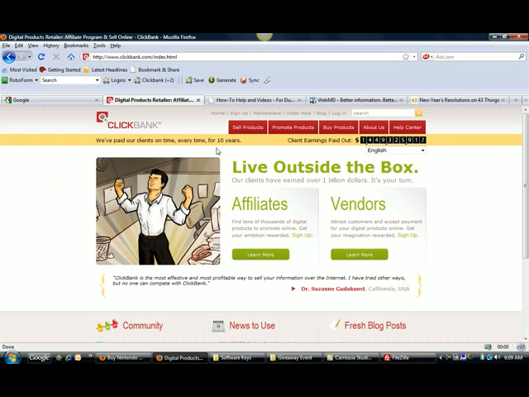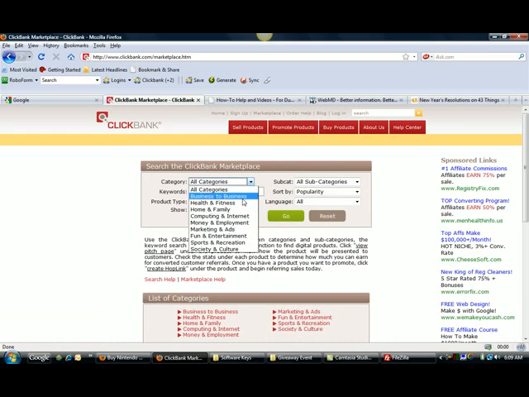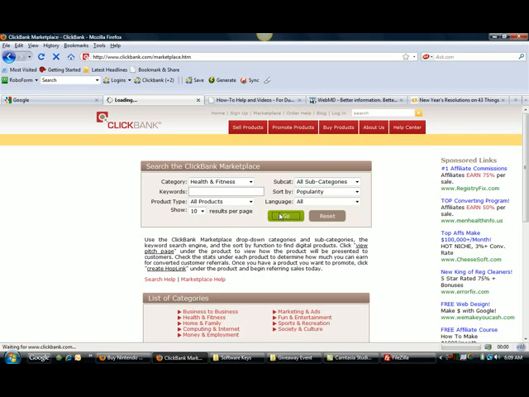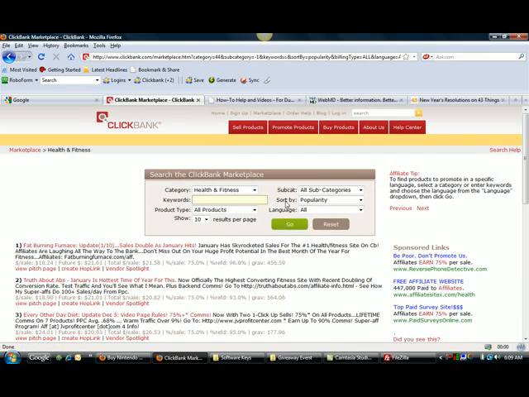Clickbank.com. So just go on over here to clickbank.com. And what you want to do here is go to where it says Marketplace at the top. And then over here, you're going to notice it's going to ask for a category. So for example here, let's just choose the health and fitness category. So I'm just going to choose Go. And it's going to bring up a listing of sites based on popularity in the health and fitness category.